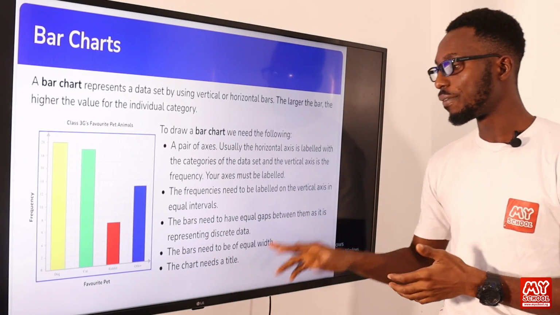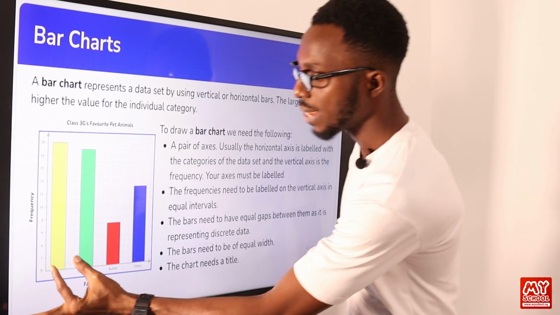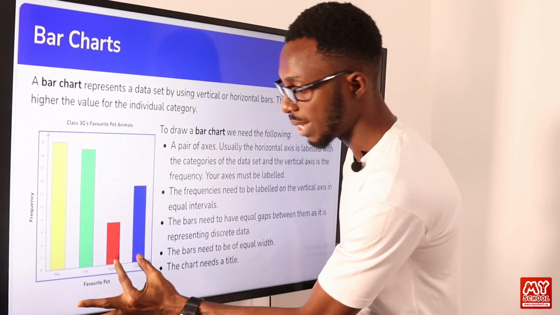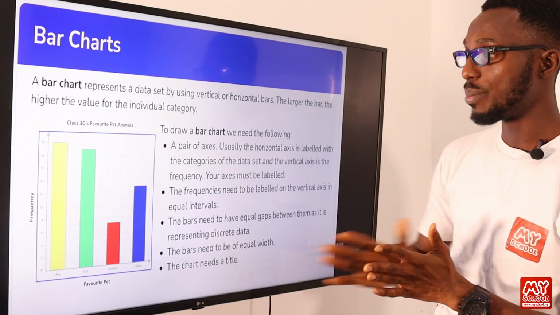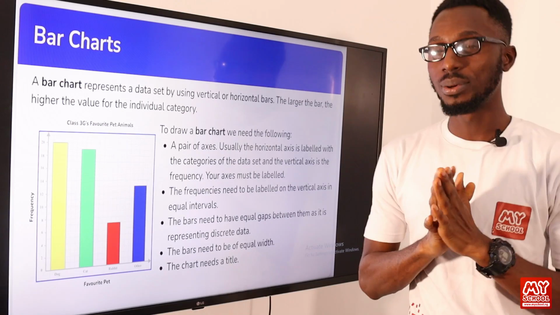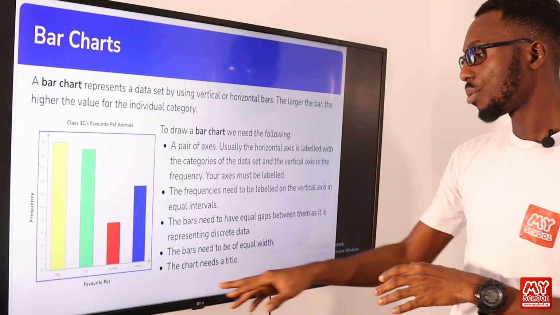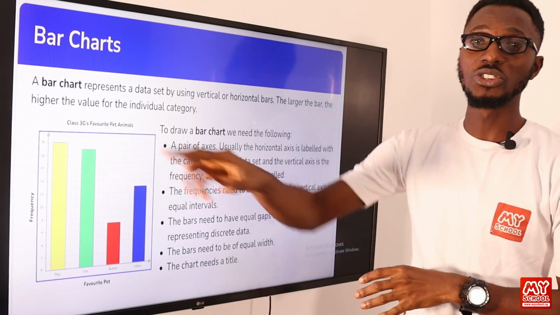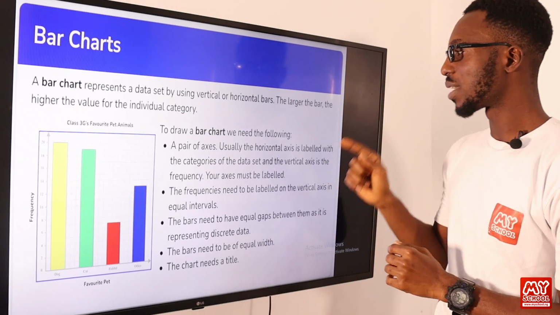The bars need to be of equal width, very important. So the width of each bar is the same, and the spaces between them are the same as well. These are unique features regarding bar charts. We also have the chart needing a title, which I've mentioned earlier. Of course, let's proceed with our slides.